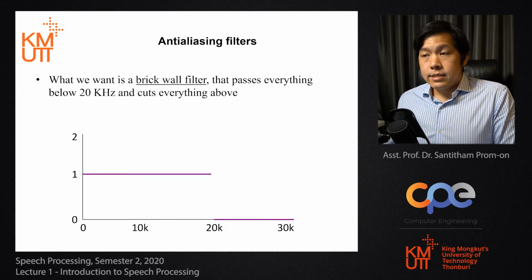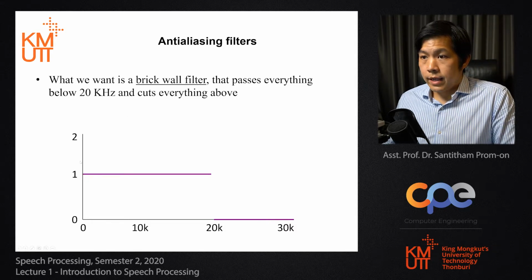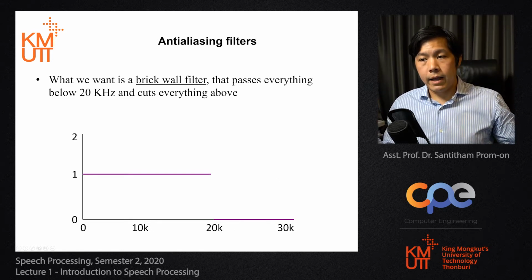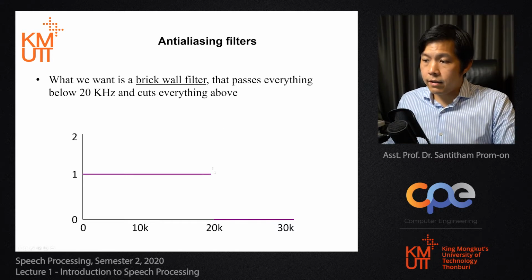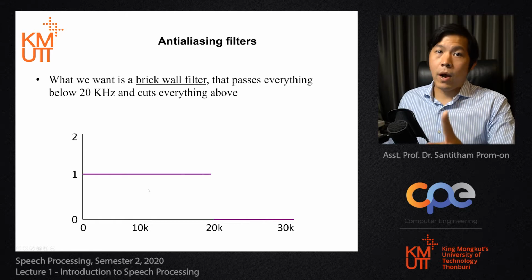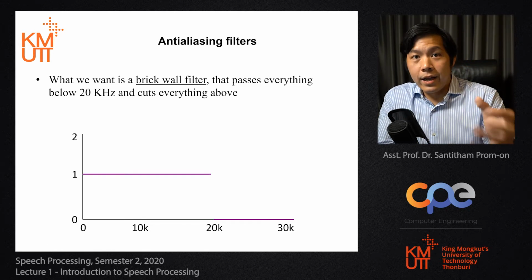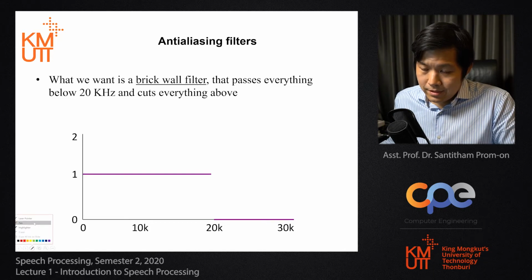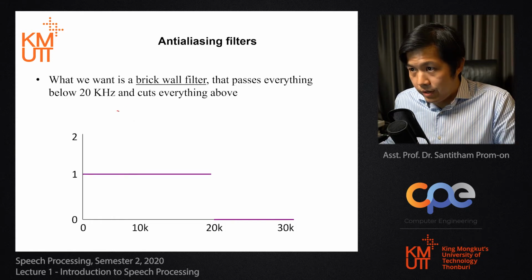For the anti-aliasing filter, it's like a brick wall filter that allows anything that is below 20 kilohertz and then cuts everything that is beyond 20 kilohertz. So imagine that if you pass a signal through this filter, anything that is below 20 kilohertz would be multiplied by 1 according to the Fourier transform, right? Multiplication, it's like this. Actually, you would have this x(t) passing through a filter and get y(t).